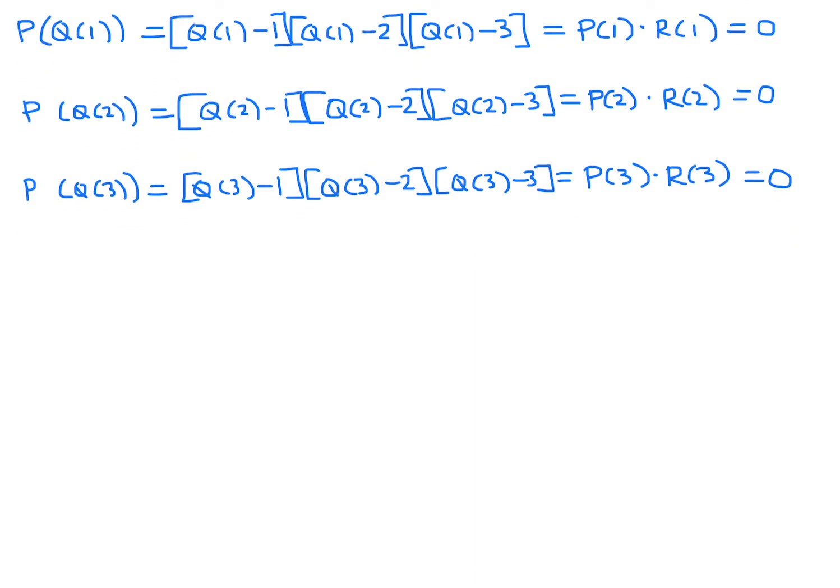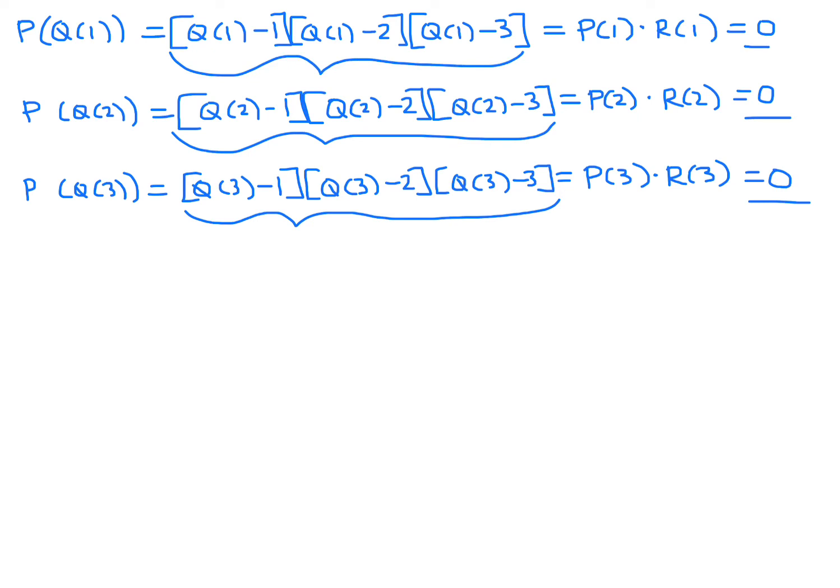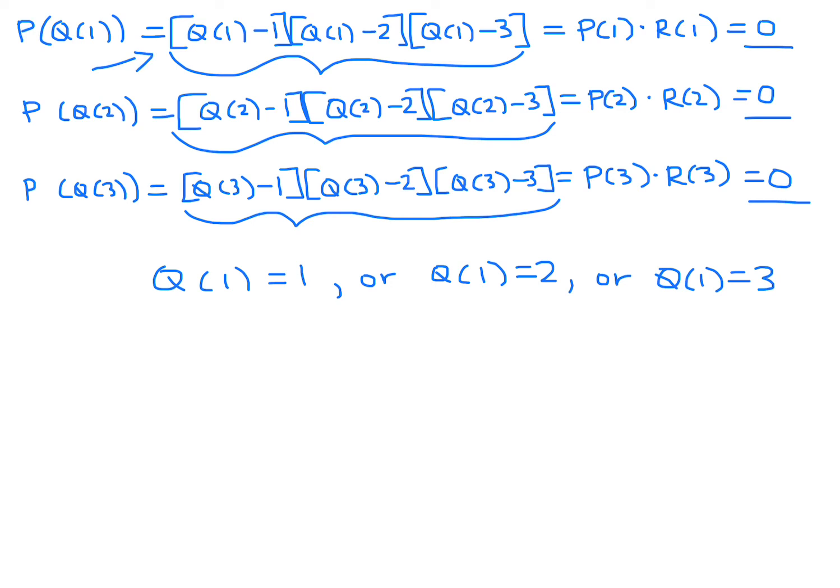So what have we concluded with this? Well, since this is equal to 0, and this is equal to 0, and that is equal to 0, that means that q of 1 must be 1, or it could be 2, or it could be 3. Any one of those would satisfy this equation, the first one right here.